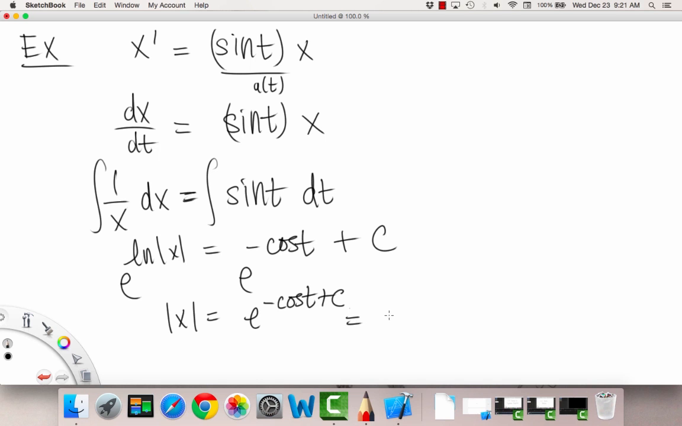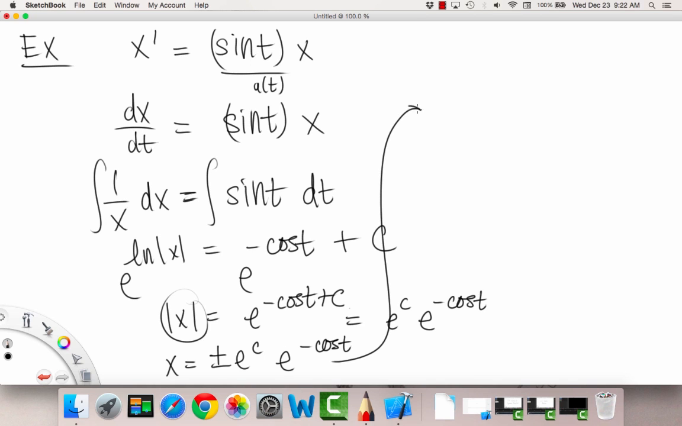Okay, we could separate that out too, so we just have e to the c times e to the negative cosine t. And then finally, to get rid of this absolute value sign, we just stick a plus or minus in front. So we get x is equal to plus or minus e to the c times e to this negative cosine t.